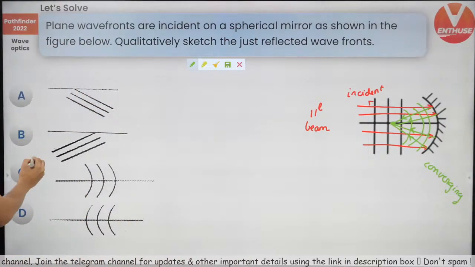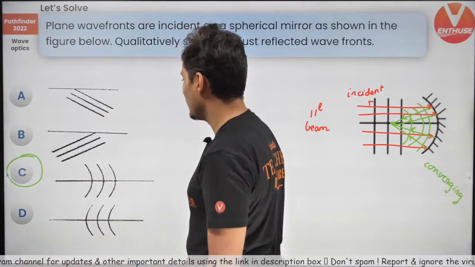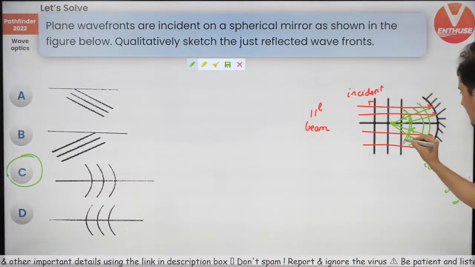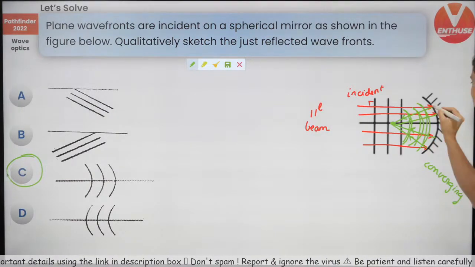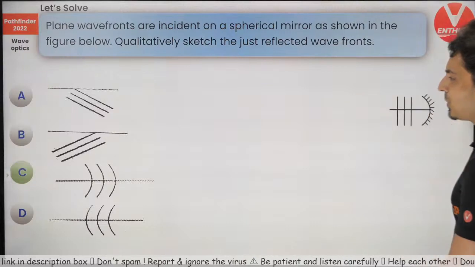And I think only option C is correct. I hope that makes sense. Yep, it is converging. So option C, you can see the wavefronts look like this. So these are the wavefronts, after the light comes over here and reflects and meets at the focus. So that's the answer, option C.